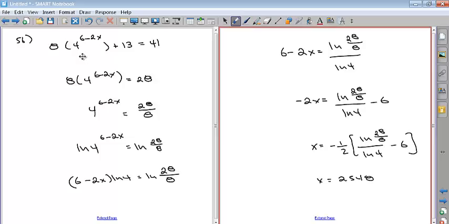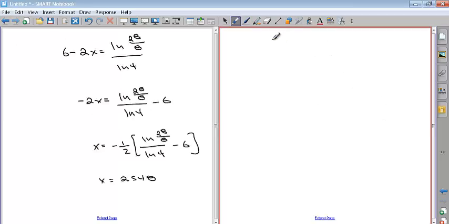If I go back to my original equation, I'll have 8 times 4 raised to the 6 minus 2 times 2.548. Okay, so 4 to the 6 minus, okay. And then I have another right parenthesis, so the whole thing gets multiplied by 8 plus 13 is 41. Okay, 5663.